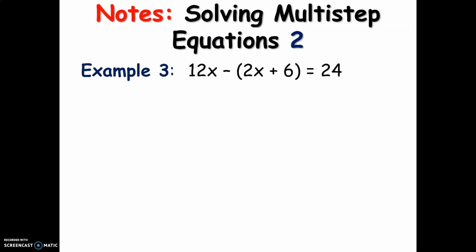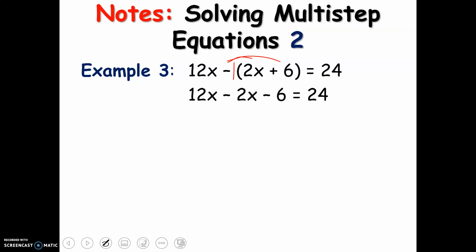Let's try one last example. 12x minus (2x plus 6) is equal to 24. Whenever I have a problem that has a minus with parentheses, but no number in front of the parentheses, note that that negative essentially serves as a negative 1. And we must first distribute. So we have negative 1 times 2x and negative 1 times 6. So this becomes 12x minus 2x minus 6 is equal to 24.